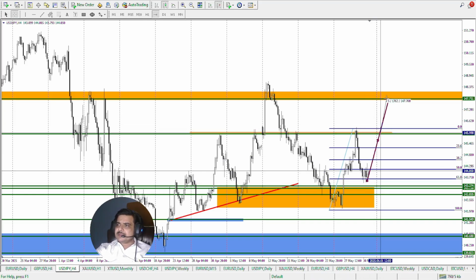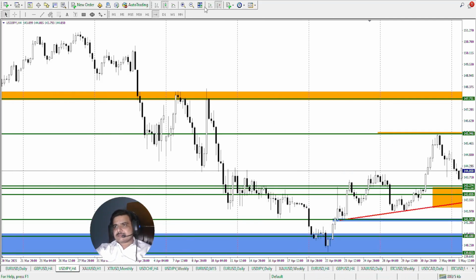But this one, maybe during the week it can be a separate one, because from here it can take a slight jump, and then from 147 it goes a bit down, and then it breaks and takes a retest of 147.751. So yes, nice one. This one is also a very nice and fantastic one.